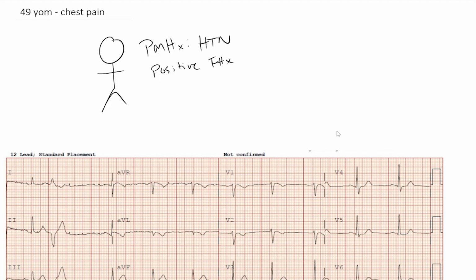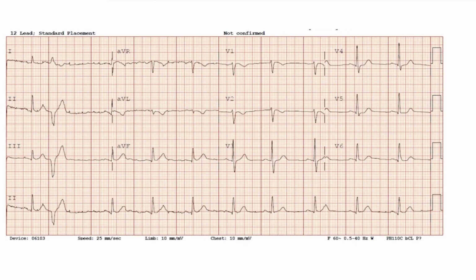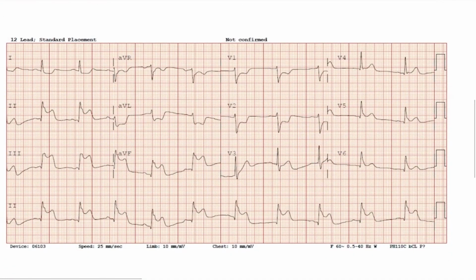So, this is our first EKG. Give you guys a second to take a look. Given his story, gave him some aspirin, gave him some nitro. Nitro helped with the pain. About 30 minutes later, he said the pain came back, so we got a repeat EKG. This was his repeat EKG. So, we saw this repeat EKG, called cardiology to activate the cath lab, started him on some heparin, and then transferred him to a facility that could do some PCI.